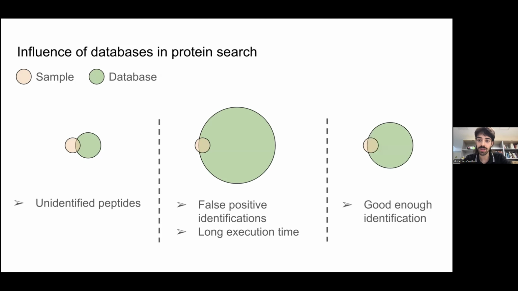And there is this third scenario, which we call the good enough scenario. This means that we have a rather small database, or one of a relatively standard size. Most of the peptides in our sample are represented in that database, so we will identify most of them. And this is what we really want to achieve. There's no way to know in advance what the desired size of our database will be or which proteins we should include, but here we want to give you this intuition.